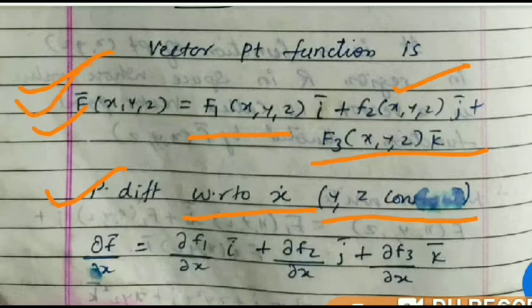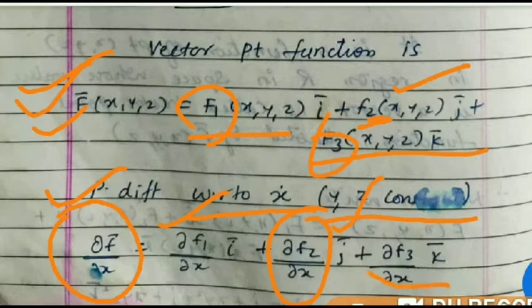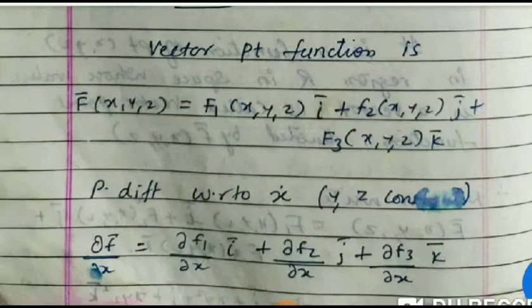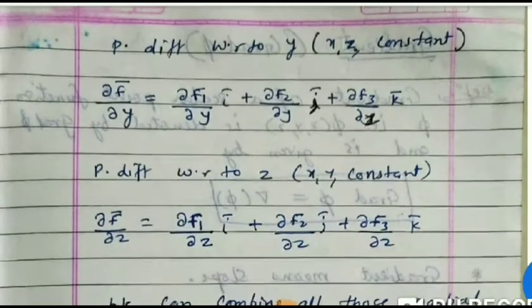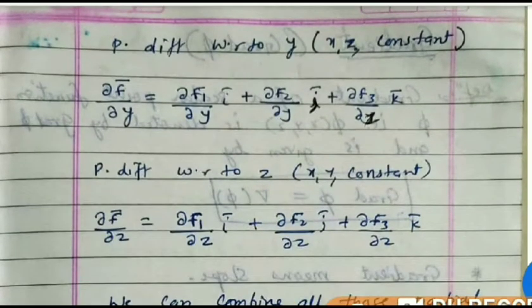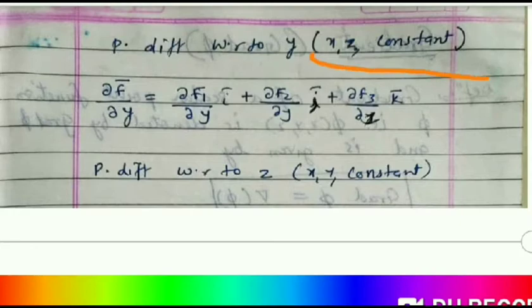The partial derivative of this vector point function with respect to x is del f bar by del x equals del f1 by del x i bar plus del f2 by del x j bar plus del f3 by del x k bar. Then again take the partial derivative of this vector point function with respect to y, keeping x and z constant.